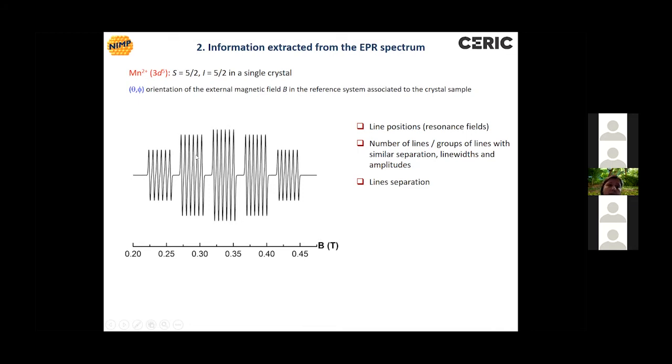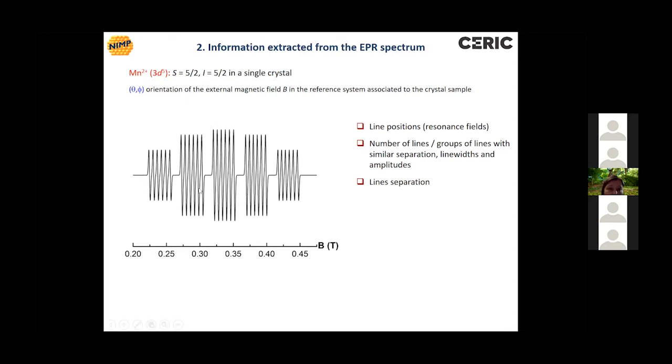And here is a simulation of the spectrum of manganese 2+, because you have hyperfine and you also have zero field splitting in it. And so let's say this is a spectrum measured along a random direction on a single crystal. And you look, of course, at the line position, at the resonance field, and you look at the number of lines and the groups which have similar intensity, similar distance between the lines, and line width.